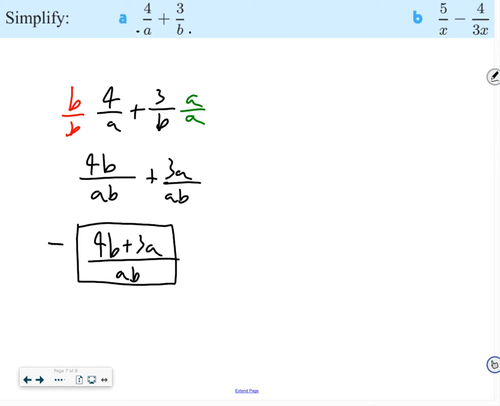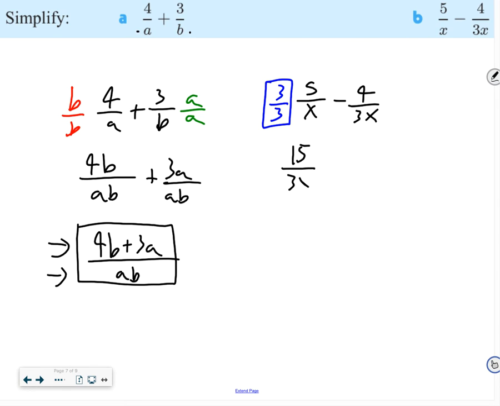Okay, no common factors up top, no common factors on the bottom. Okay, part 2 here. So if I have 5 over x minus 4 over 3x, okay, notice they both have an x term, so I only have to adjust by multiplying this by 1, which is 3 over 3. Okay, so as I do my multiplication, I'm not changing the value. 5 over x is the same thing as 15 over 3x.